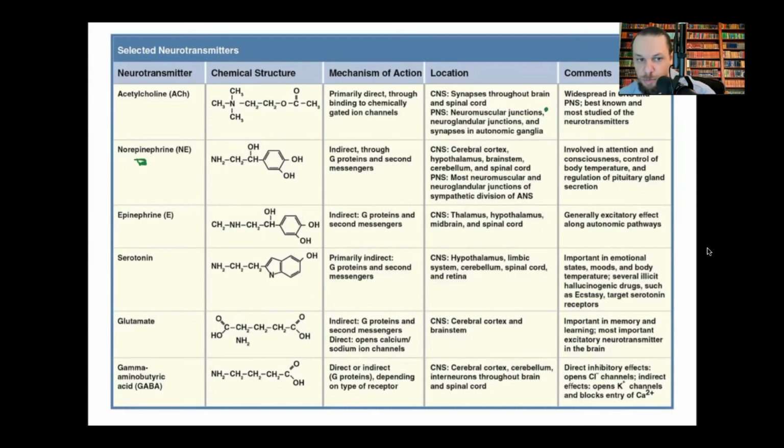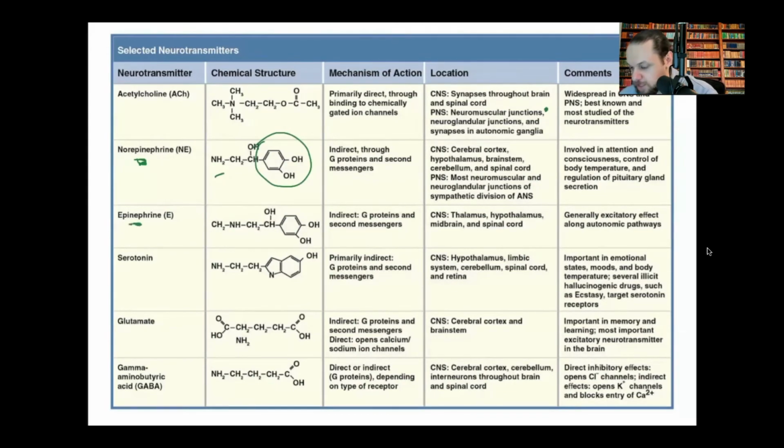Norepinephrine, another name is adrenaline, exerts the following effects. Sometimes they will be called catecholamines. They're called catecholamines because they have this catechol ring here, and they're derivatives of tyrosine, tyrosine being an amino acid. So they're called catecholamines: an amino acid and the catechol ring.